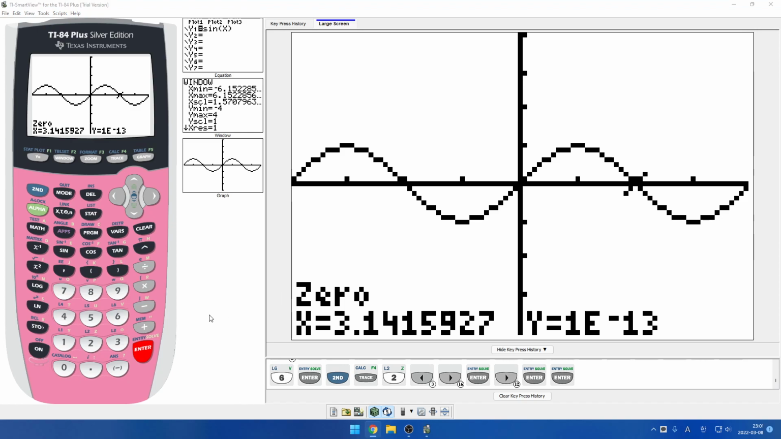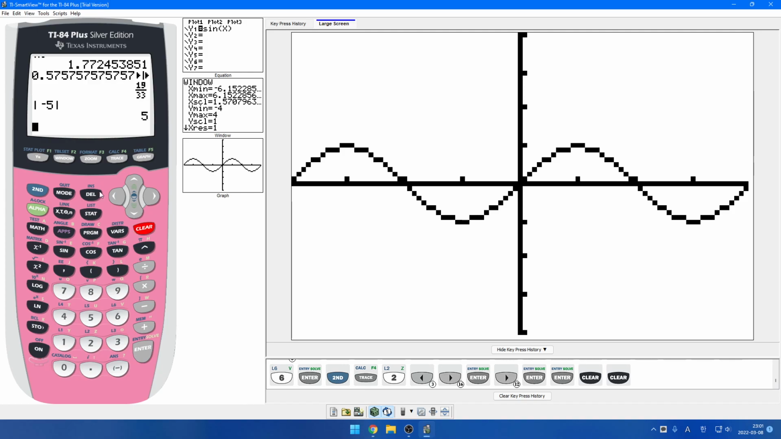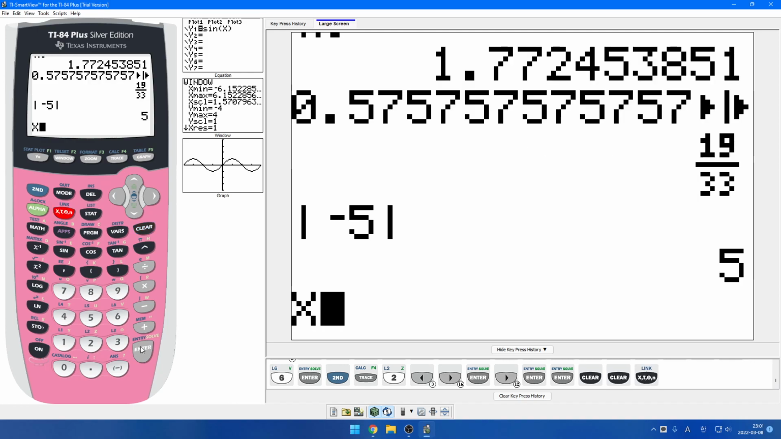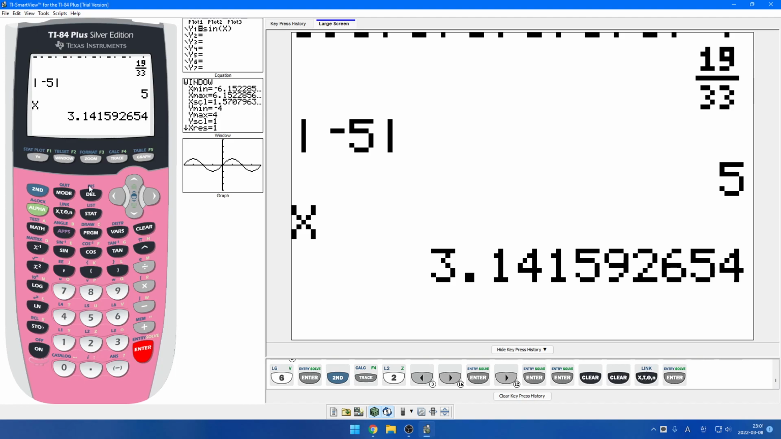If you want, you can repeat this process on your own to find other x-intercepts. And by the way, at this point you can press clear and go to the main menu and see what x is. Let's go to x and see what it does. See, the zero that we just found had x equals 3.14. So now I can use x as 3.14. Alright, let's move on.